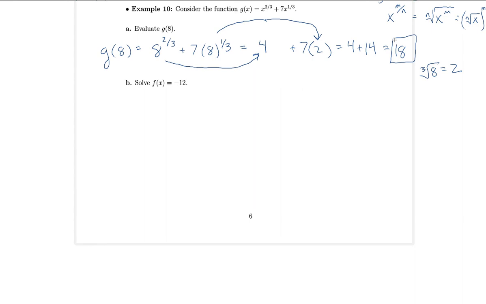All right, how about solving this thing, though? Okay. Negative 12 is my f of my, oh, sorry, a little bit of notational problem here. This should say g of x, okay, instead of f of x. So g of x equals negative 12. So I plug negative 12 in for g, and then we have x to the 2/3 plus 7x to the 1/3. All right, so we have this equation we've got to solve. And I want you to pause and try to problem solve this. This is not an easy problem by any stretch, but see if you can come up with an idea for it.